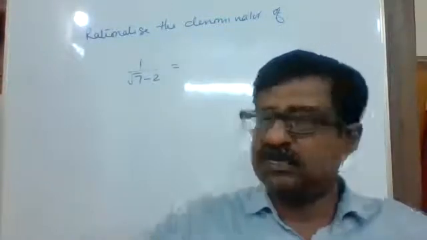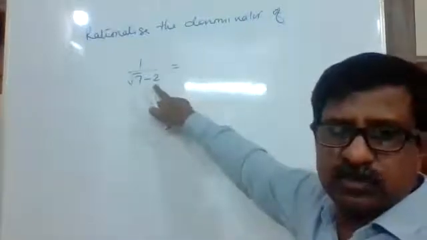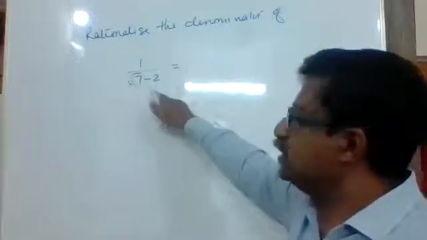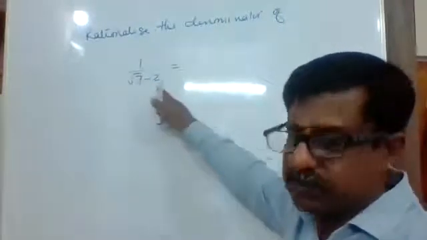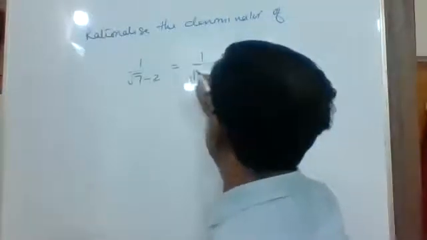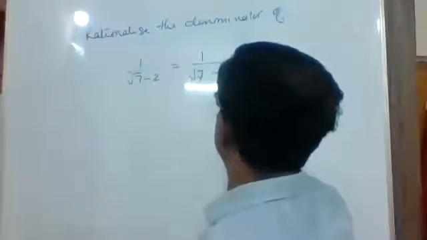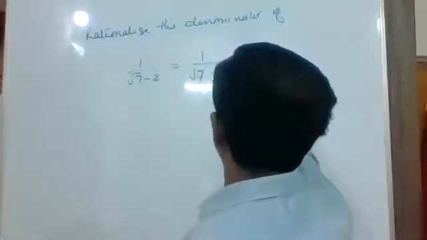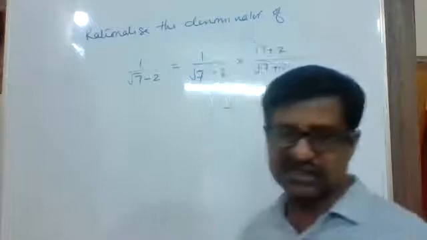Root 7 minus, this time we haven't got the root in 2. This is root 7 minus 2. But still it's a binomial because two terms are given. One is root 7, other is 2. The rationalizing factor of this denominator, root 7 minus 2, is its conjugate. That means root 7 plus 2. Root 7 plus 2 has to be multiplied in the numerator as well as the denominator.